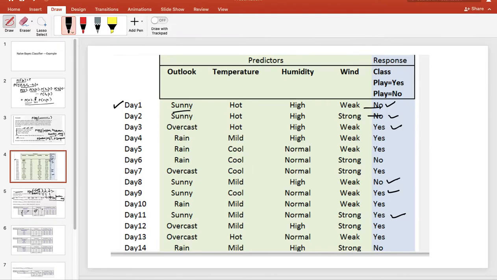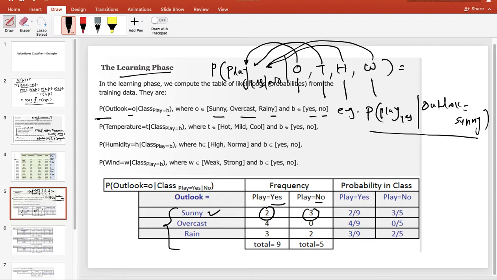This one, and this one. 3 times we did not play when the outlook is sunny. So we did not play thrice, right? Similarly, when the outlook is overcast, we played 4 times. This can be seen from the table given. When the outlook is rainy, we played 3 times, and we did not play twice. So we played 9 times, and we did not play 5 times, right? With various outlook conditions, we played 9 times and we did not play 5 times.